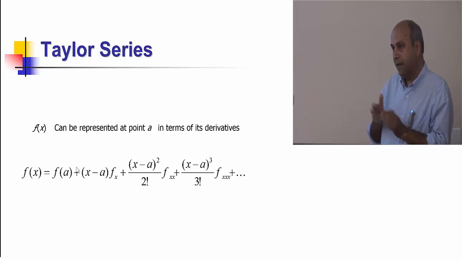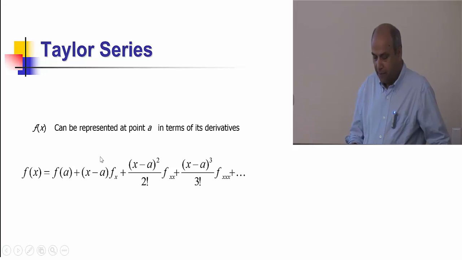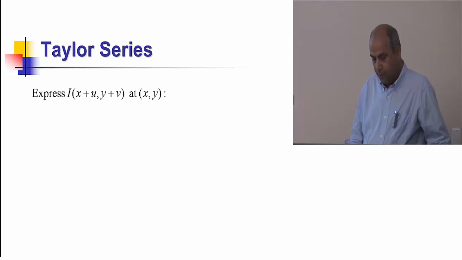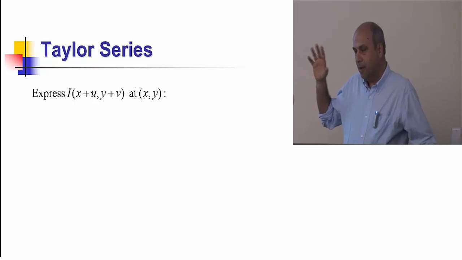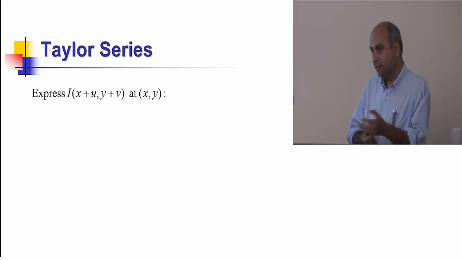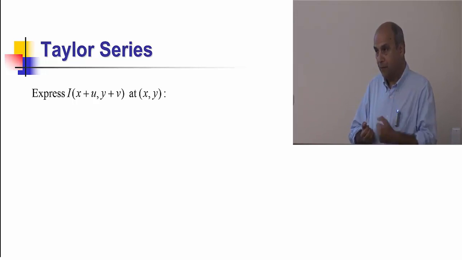Which means I can take f of x and represent it in terms of its value at a, and its derivatives: first derivative, second derivative, third derivative. This is called the Taylor series, okay? And it's pretty useful. We are going to use that in the Harris corner detector. And this is not true just for a single-variable function. A function can be of one dimension, n dimensions, 3 dimensions, 4 dimensions. Suppose you have a function of 2 dimensions, as we have this I, which we are going to use in the Harris detector. It's a function of x and y.